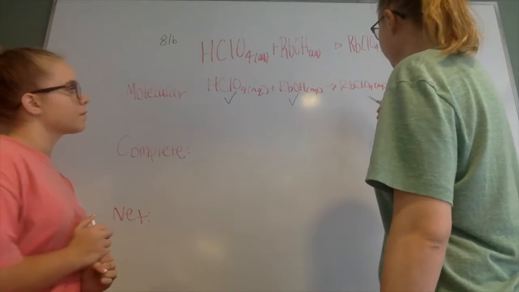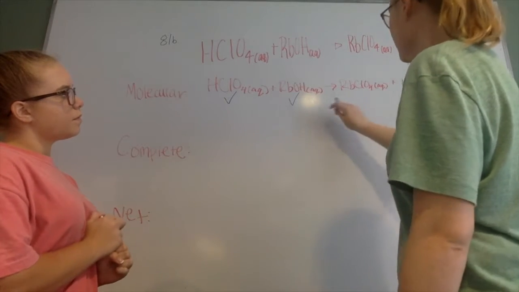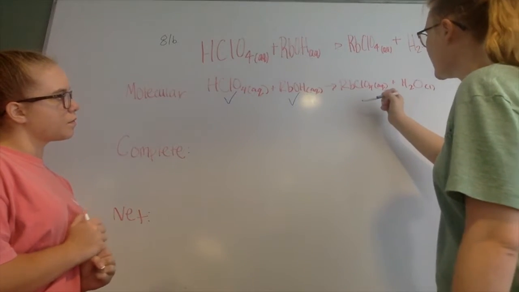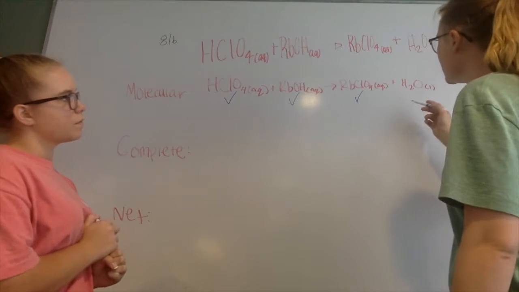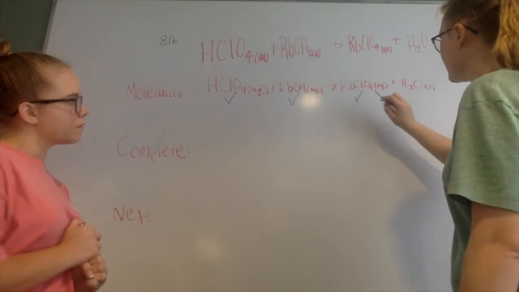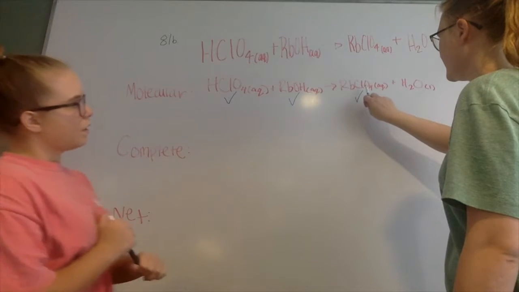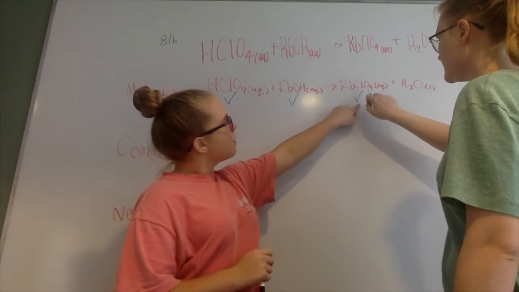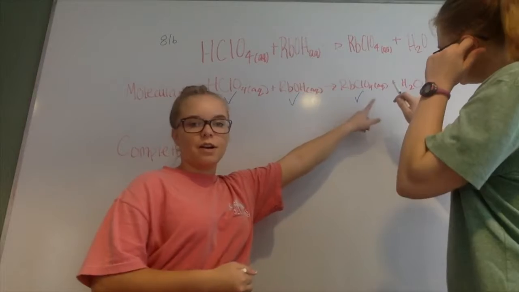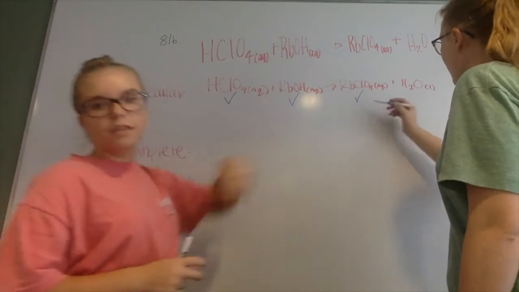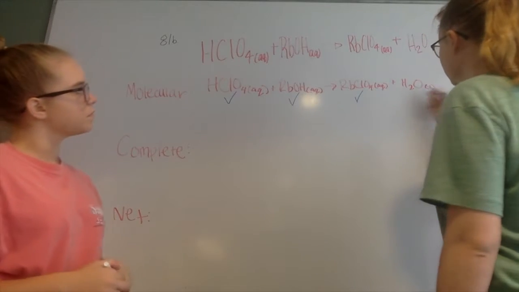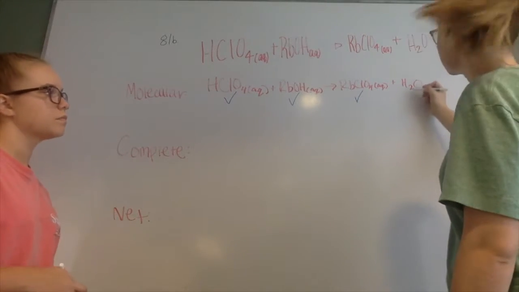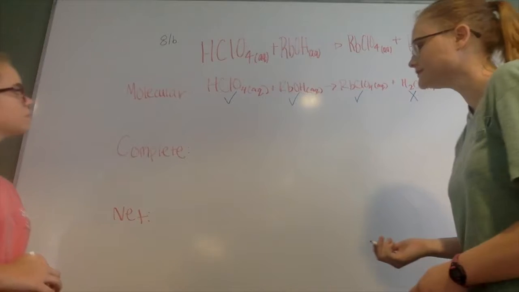And then that's going to end up forming rubidium perchlorate, and we're going to dissociate that as well because it is aqueous. And then, doesn't chlorate dissociate too? Yeah, chlorate's soluble. This is going to be a soluble ionic compound, so we are dissociating it. And then we have water, which is in liquid form, so we actually will not dissociate that.